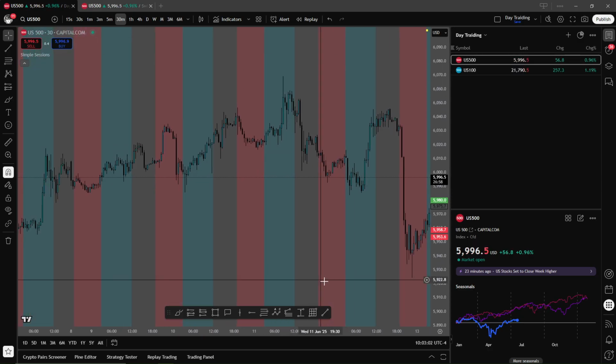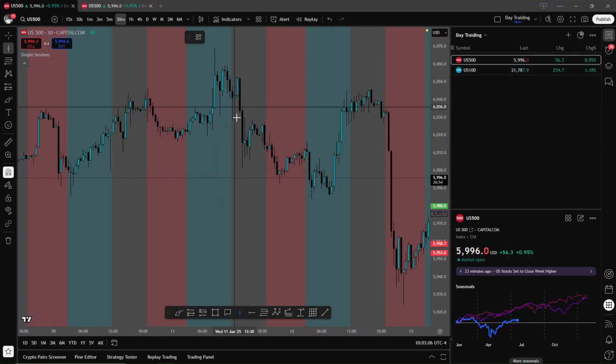So I trade New York session. I trade the pairs US 500 and US 100 because they're correlated to each other. Sometimes I can see the futures on one index, but I don't really use that often, even though it's great.